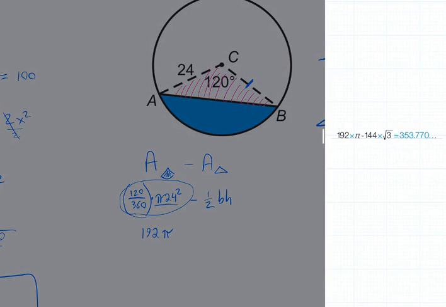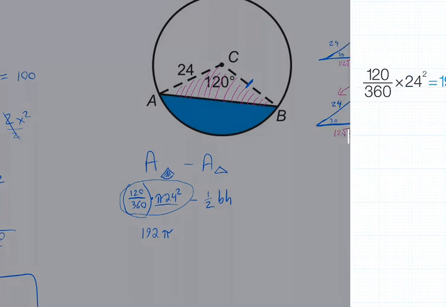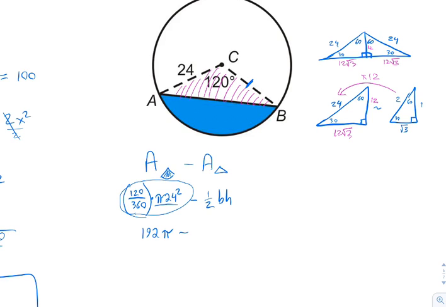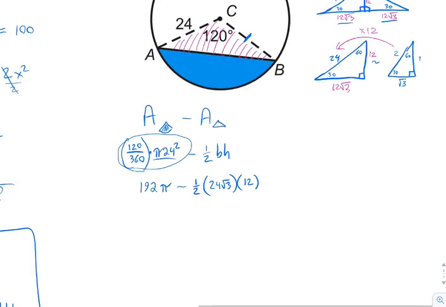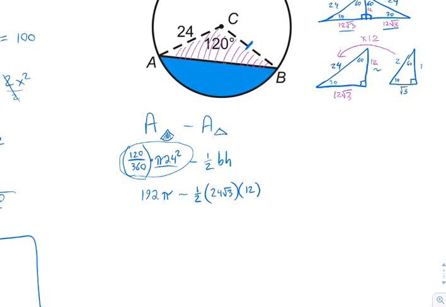That's just 120 divided by 360 times 24 squared. And I'll leave the pi out. I get 192 minus, I get 1/2 of, and the base is 12 root 3 plus 12 root 3, or like 12x plus 12x. That's 24 root 3. Times the height is 12. So just simplifying that, what I notice is 1/2 of 24 is 12, and 12 times 12 is 144.